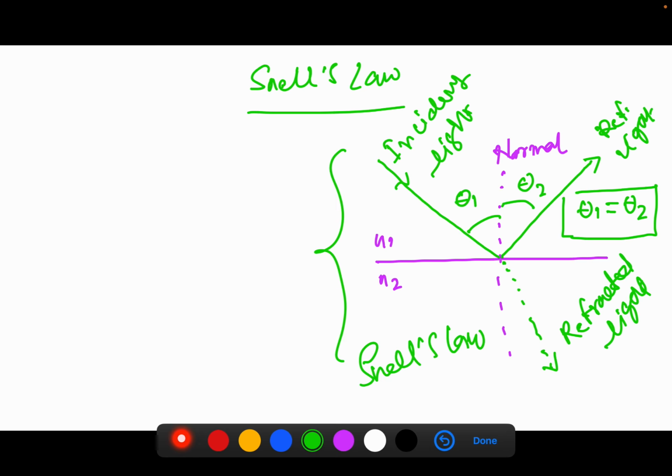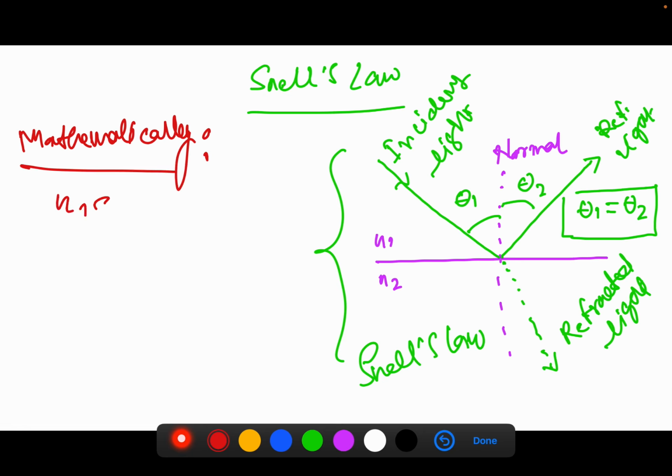So the mathematical formula that explains this along with the angle, I'll just make it a note. So mathematically, it's written as n1 sine theta 1 is equal to n2 sine theta 2, where n1 and n2, I already explained, are the refractive indexes of the two different media.